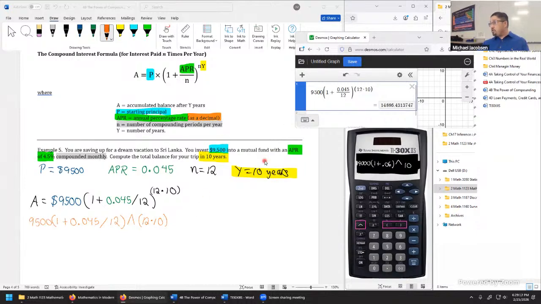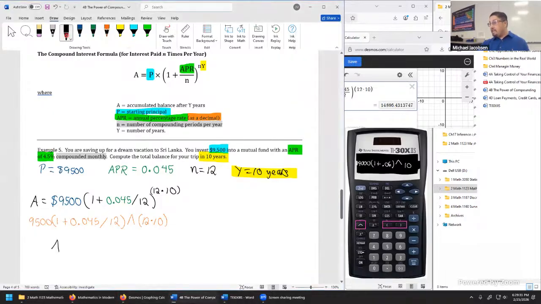It's telling us after 10 years have gone by, we now have, for our dream vacation, we did grow a whole bunch, but it was only 10 years, and the APR was kind of low, but now we've got to almost $15,000. So maybe we won't have to use the credit card as hard. We can have a great time in Sri Lanka. So we'll say here, the amount comes out to be $14,886.43.